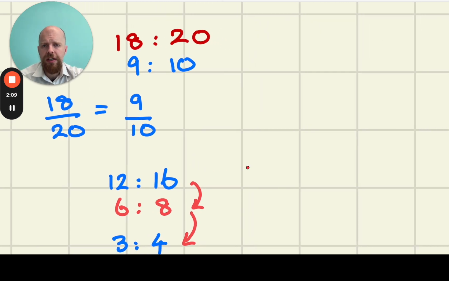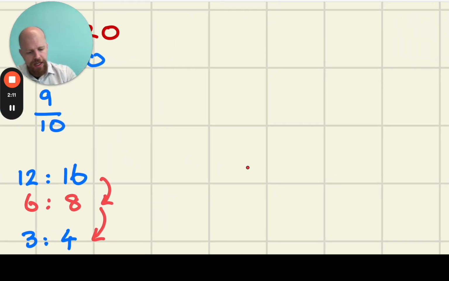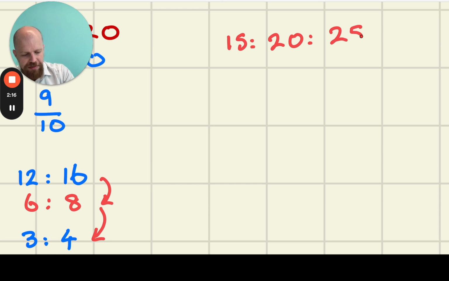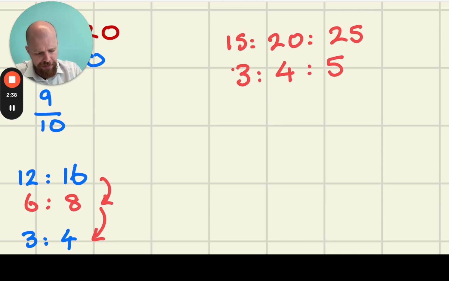Let's now do an example where we have more than 2. Let's say we have 15 to 20 to 25. You need to look at the numbers and consider what the highest number is that goes into all three of them, the greatest common factor. And obviously it's 5. So if I divide by 5, 15 divided by 5 is 3, 20 divided by 5 is 4, 25 divided by 5 is 5. So my final ratio in its simplified form is 3 to 4 to 5.